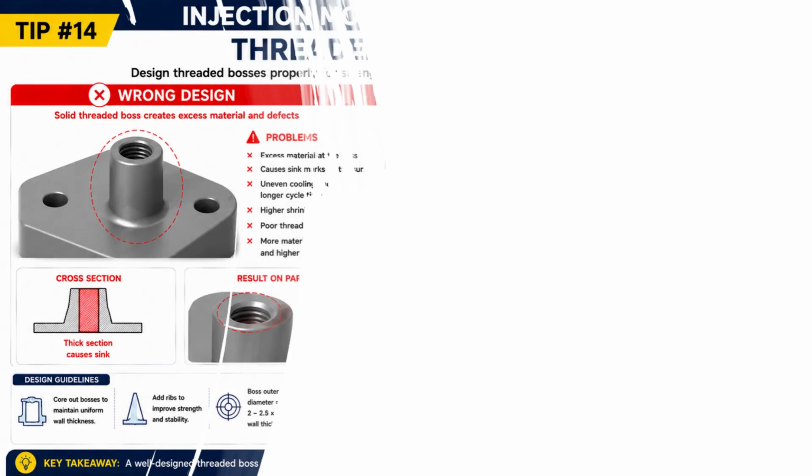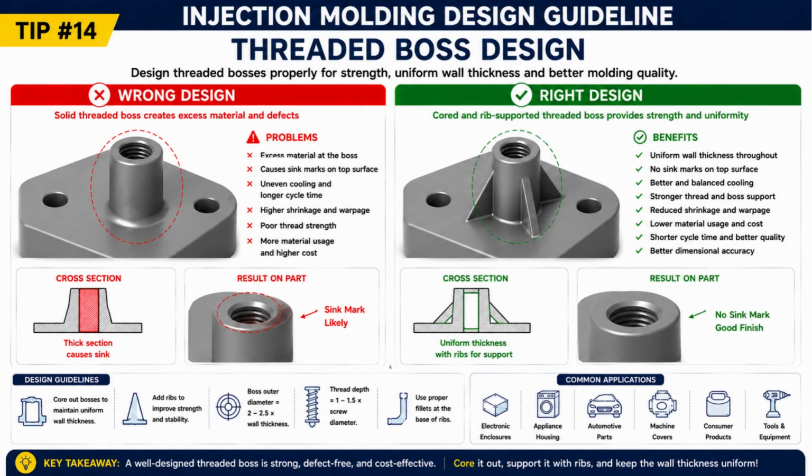14. Threaded boss design. Want stronger screw bosses? A solid threaded boss causes shrinkage and sink marks. Core the boss and support it with ribs for strength, stability, and faster cooling. So, a properly designed boss lasts longer and molds better.